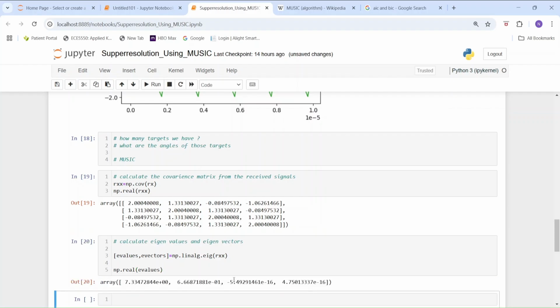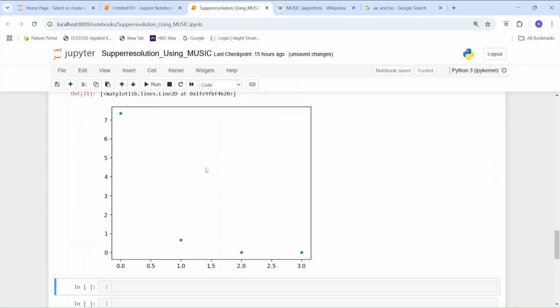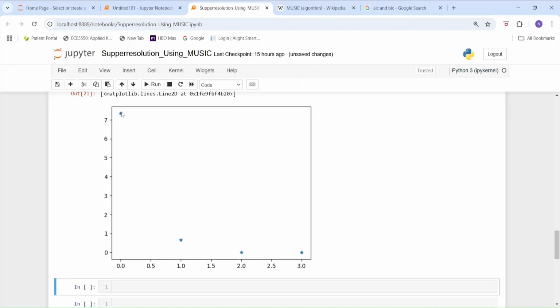So this is the eigenvalue right here. It's a little hard to explain, but I'll just plot it out. So plt.plot, we have this, and let's plot it out and look into the values. This is the eigenvalue. You can see the signal will be higher than the noise. So basically we can see one signal component right here, one right here, and these two are probably noise.